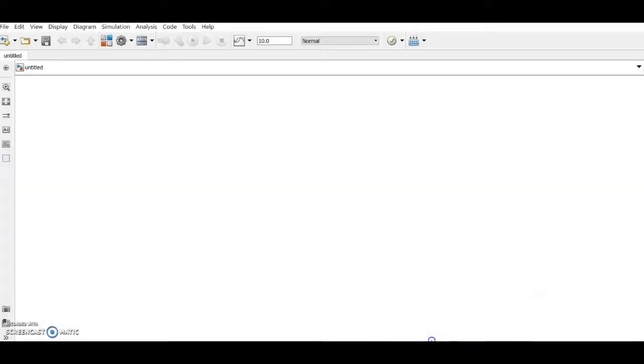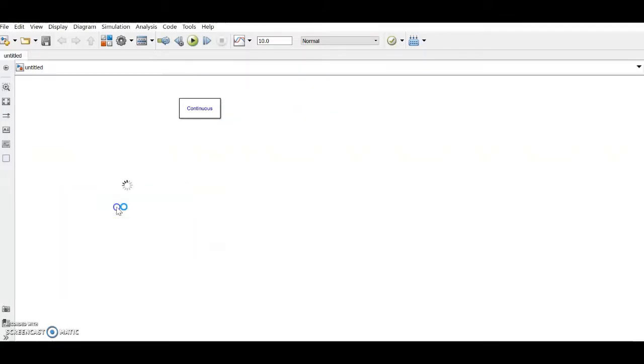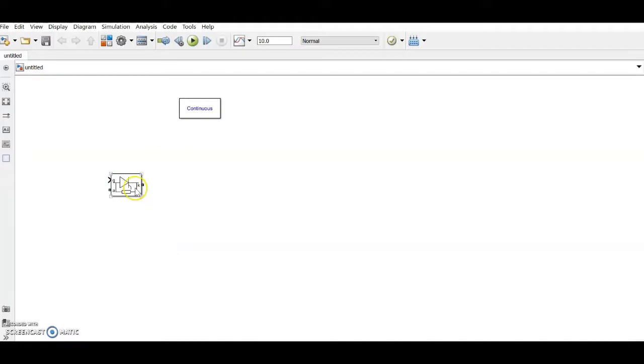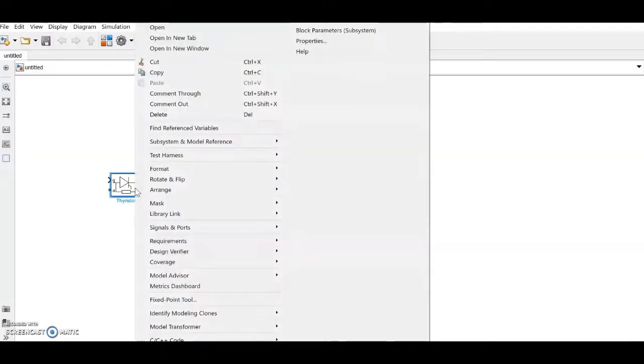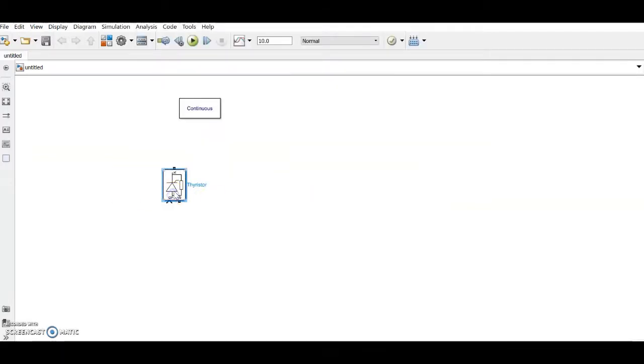Okay, so for that, what are things necessary? First, we'll bring a power GUI block. Then we need a thyristor switch. We'll make use of a thyristor measurement, but we don't require it now. As in the circuit diagram, we will rotate this so that it looks like the circuit diagram. We'll take 4 copies of this by pressing Ctrl C, and okay, 4 models are there now.